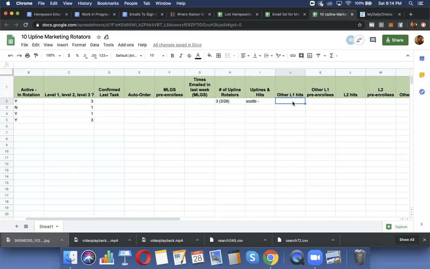We want to know how many total hits you've gotten. MLGS is considered level 1, but we're going to keep that separate because that's the bare minimum somebody should be doing. But if you're only in level 1, you should also be doing other level 1 stuff. We want to know how many hits you've gotten.